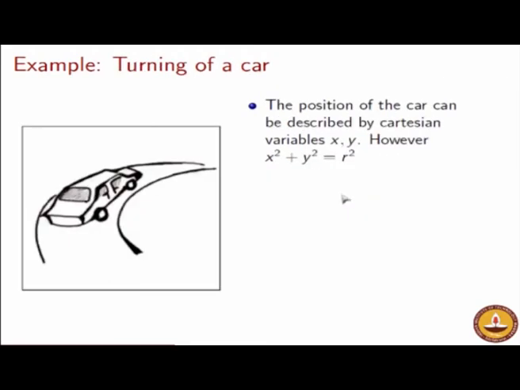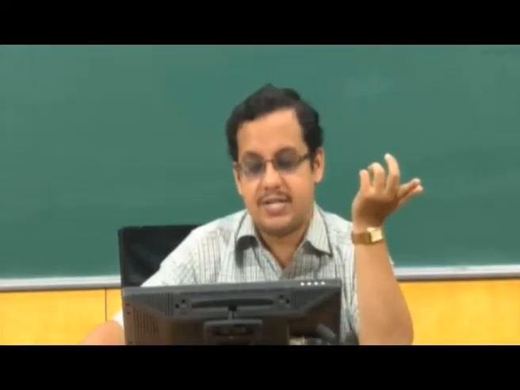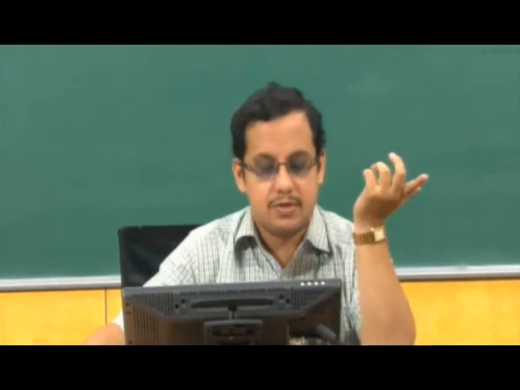Let us take a different example now, where I would probably like to think that Cartesian coordinates is not the right choice. So let us talk about a car which is turning on a circular track. Now you may say that obviously this is a planar motion problem, because to describe the position of the car you need two coordinates x and y. The position of the car can be described in terms of x and y. But the point is, these x and y variables are always going to be related through the equation x squared plus y squared equals r squared.